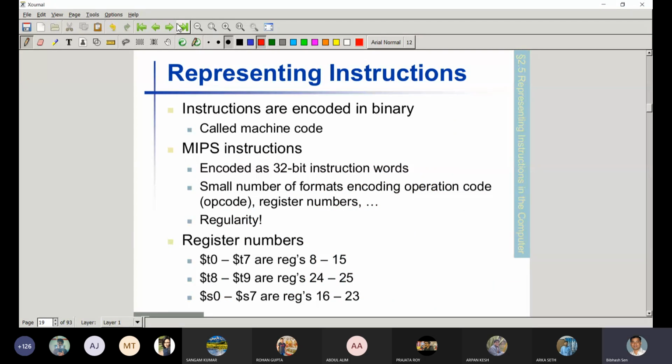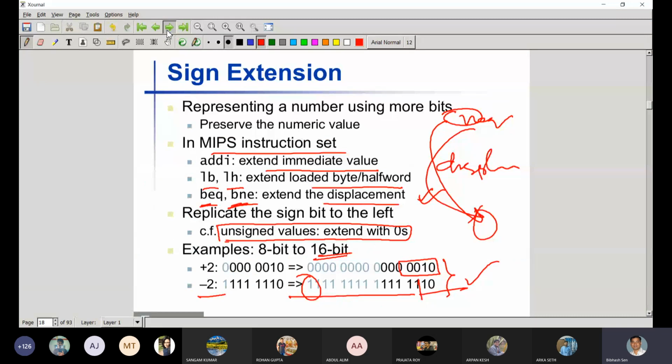Now instructions are encoded in binary, called machine code. So that's the MIPS code we have used here. Now you can use register numbers T0 to T7, or registers 8 to 15, as these temporary registers. T8 to T9 are registers 24 to 25, and 16 to 23 are saved registers. So in this way you can rename all these things and use them.